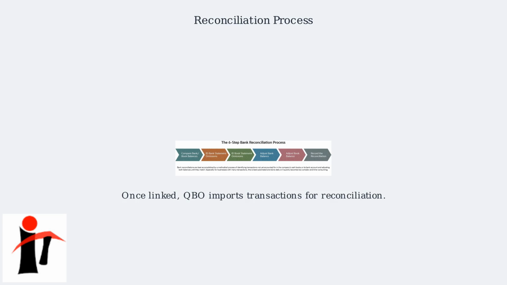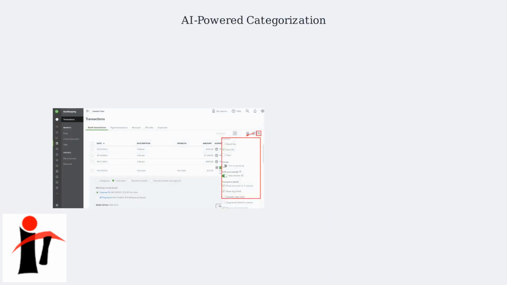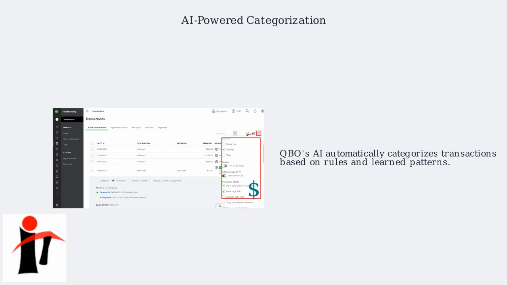Reconciliation means matching the transactions in QBO with your credit card statement to ensure accuracy. QBO's AI automatically categorizes transactions based on rules and learned patterns, but you can edit these categories if needed. Aim to reconcile your accounts monthly to catch any errors.